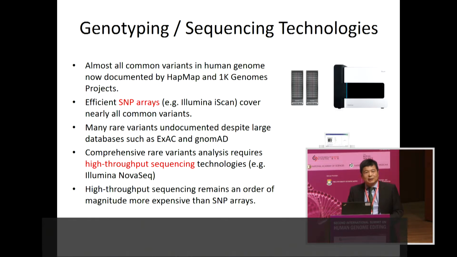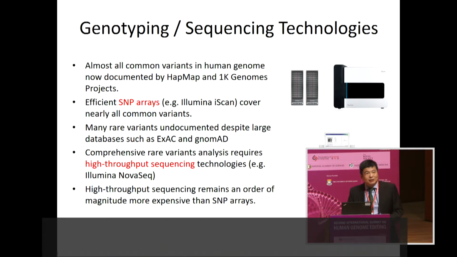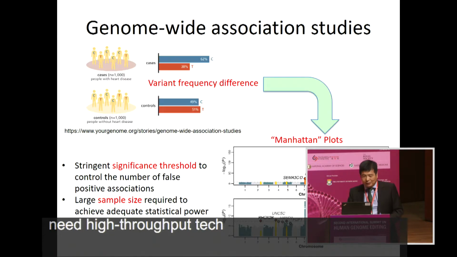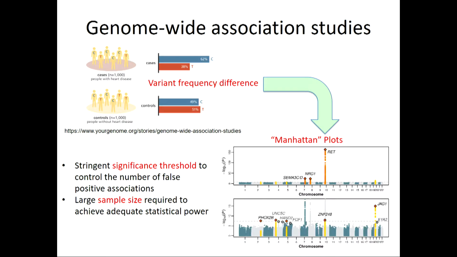That's why in the study of rare disorders, rare variants, we need high throughput sequencing technology. Of course, that has progressed and become cheaper, but SNP genotyping technology is still an order of magnitude cheaper than high throughput sequencing. That is why for the study of common disorders, genotyping is still more popular than high throughput sequencing. These technological developments have enabled association studies to be done on a whole genome scale.